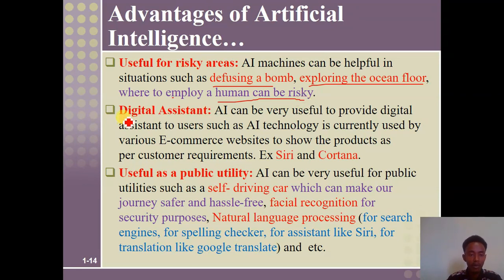Another advantage of having artificial intelligence is the digital assistant. If you consider Siri and Cortana, both of them digitally assist the users. Siri, especially, is an online digital assistant. It receives a number of queries in the form of audio from the users, and then it is able to answer those questions for the user. They assist the users online.